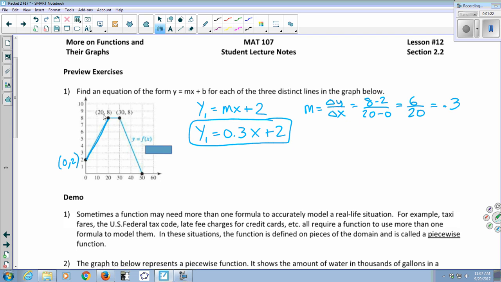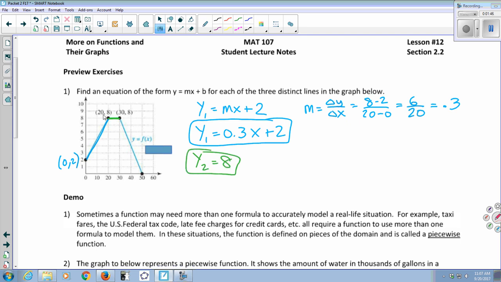The second line, the one in green, is a constant. It's at a constant height of 8. So the points (20, 8), (25, 8), (27, 8), (30, 8): every point on that line has a y coordinate of 8. So its equation is just y equals 8.